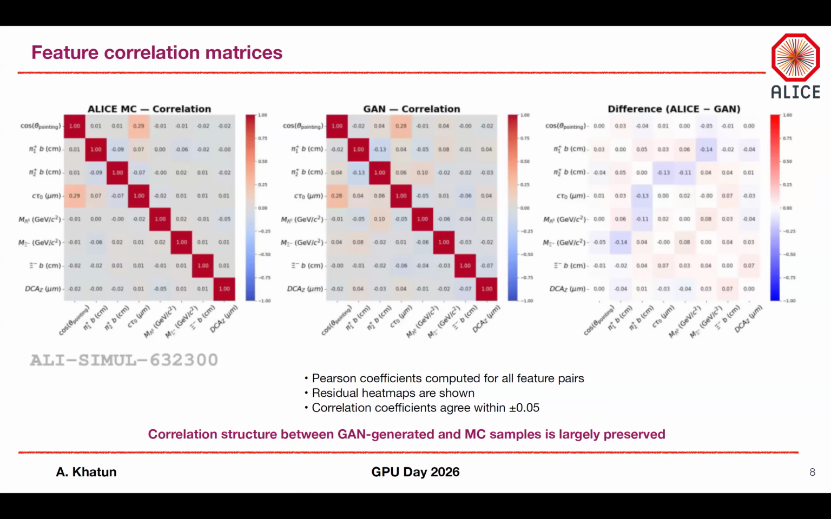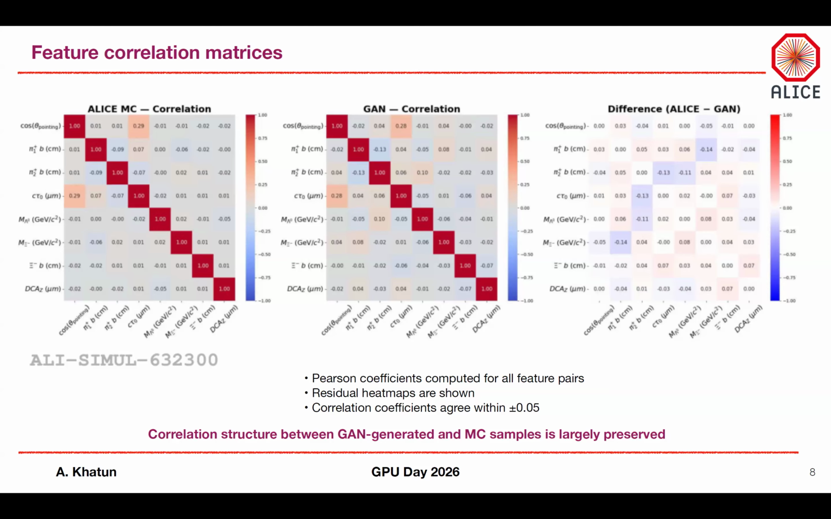And this is another correlation matrix. So we have the ALICE Monte Carlo correlation of these features, and then we have the GAN generated correlations, and then the difference between the two. As you can see, it's very close. The difference is very small, on average within 0.05, and these are Pearson coefficients computed for all these features. And this is the residual heat map, which shows a very close comparison.